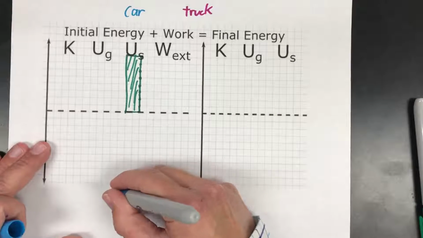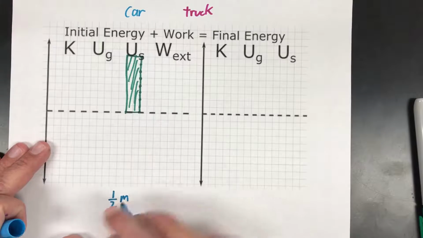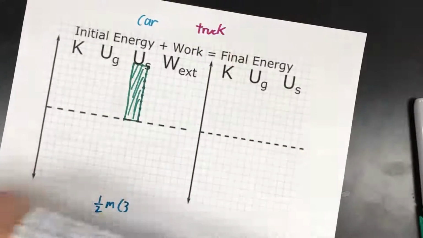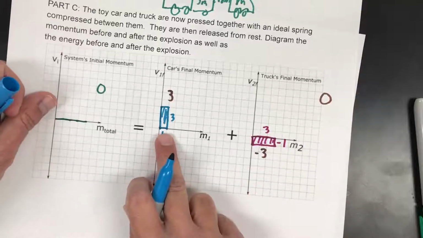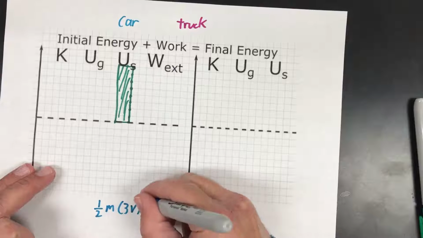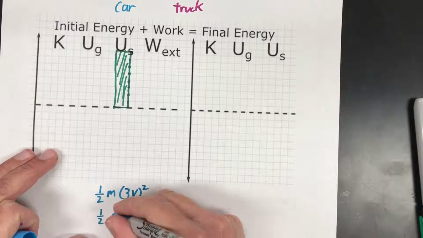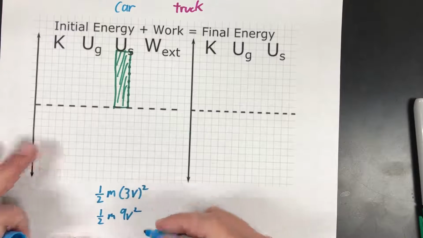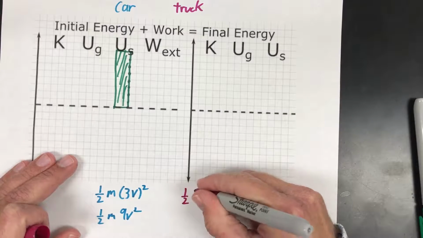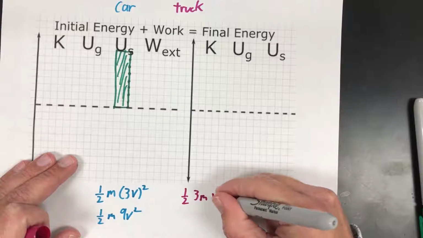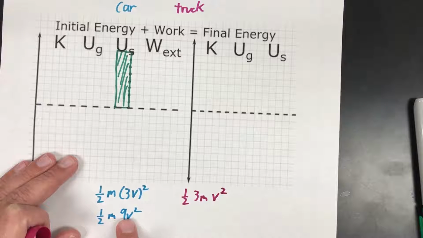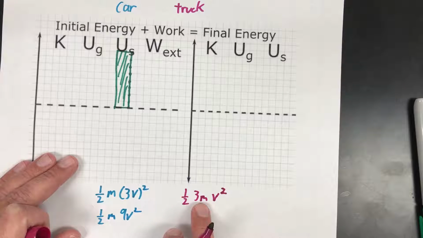So let's look at it this way. The car's kinetic energy will be 1/2 times its mass of m times its speed. If you look back on the chart we just did, the car has to have a speed of 3. I made it have that. So I'll say 3v, and I'll square all of that. So 1/2 m 9v squared for the car. For the truck, it is going to be 1/2 times its mass of 3m, and its speed was just v squared. So 1/2 m 9v squared and 1/2 3mv squared.